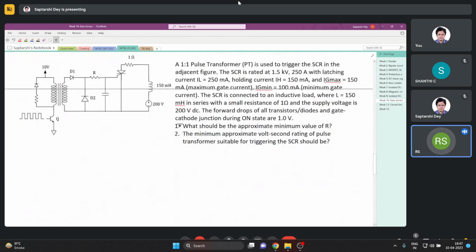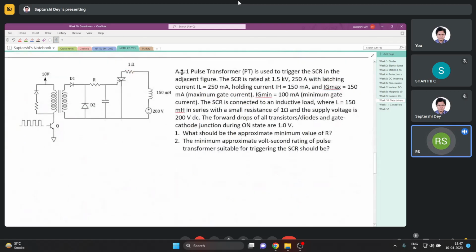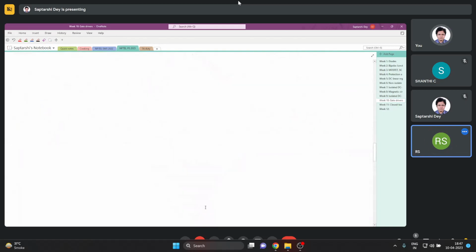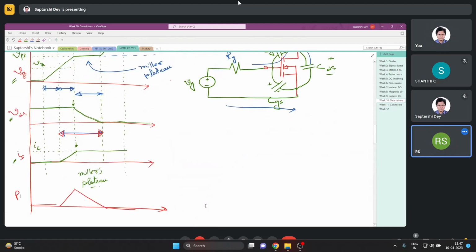Sir, these silicon gate drivers we are studying now. And nowadays, in our college, they say these advanced devices have come, which take very little time to turn on and off. Do these gate drivers still remain relevant for those devices as well?